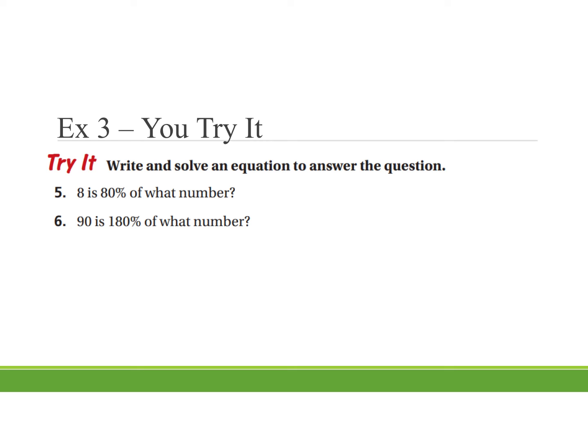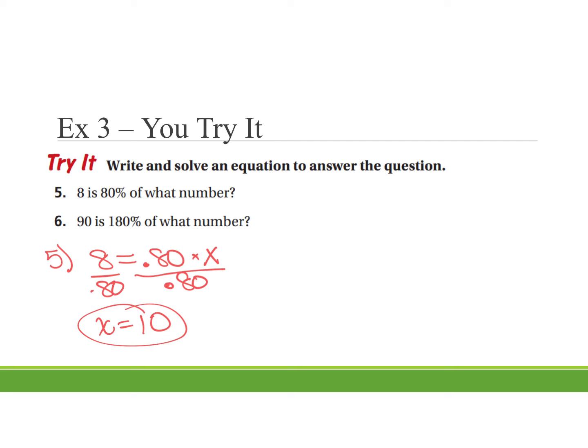Please pause your video and try numbers 5 and 6. Number 5 says 8 is 80% of what number? And I'm going to plug in an x. So I'm going to solve for x by dividing by 0.80, and I see that x is equal to 10. So 8 is 80% of 10.